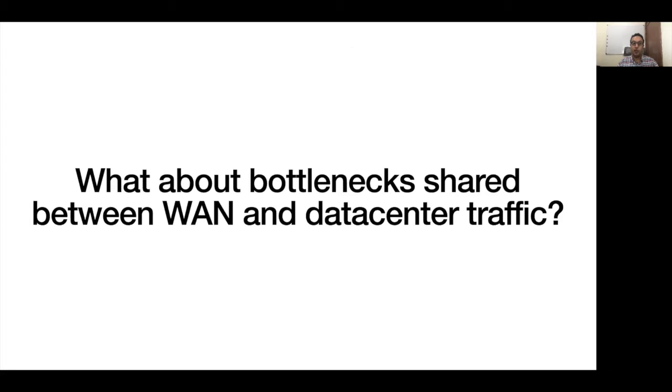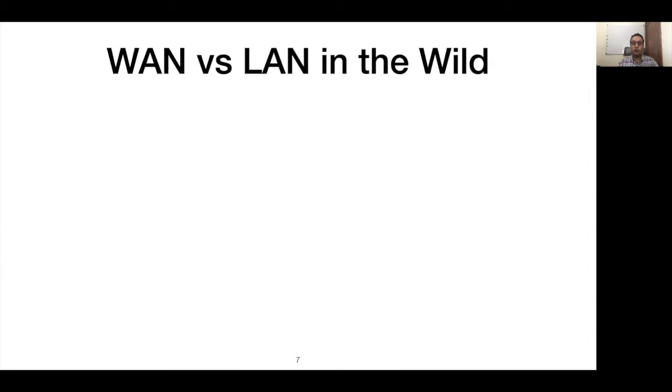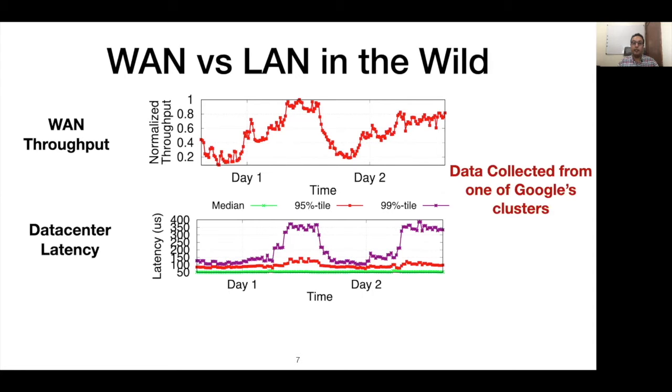In this talk, we're concerned with bottlenecks shared between WAN and data center traffic, given that each type of traffic is using its own congestion control algorithm. In order to explore the interaction between data center and WAN traffic, we looked at traces collected from some of Google's clusters. We correlate the behavior of WAN and data center traffic in the data collected. The data I'm showing now is from one such cluster collected over the period of 2 days.